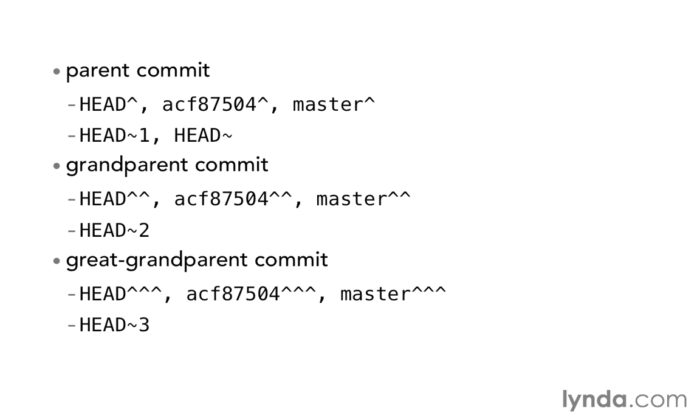So these are some useful ways that we can refer to commits that are in the commit tree. In the next movie, let's put these into practice and actually try using them.